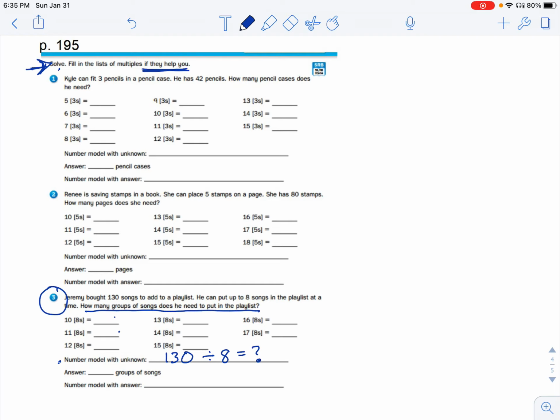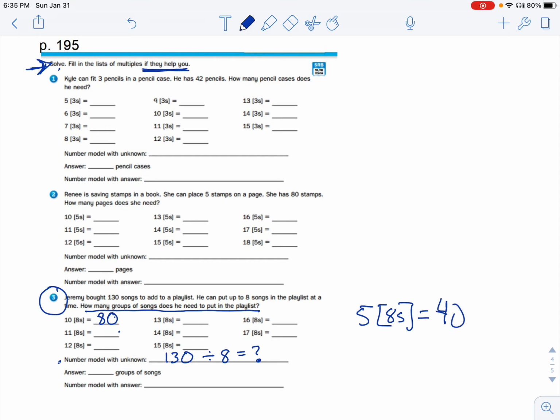So I might start with 10 eighths. 8 times 10 is 80. That was really easy to work with. But wait a second. 80 is not even close to the 130 that I need. So I'm going to jump ahead. I might then think, okay, I know that 5 eighths, 5 times 8 is 40.